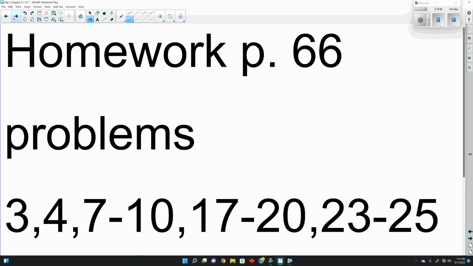So the homework: 3, 4, 7 through 10. Describe the transformation. You're not graphing it. You're just describing the transformation. 17 through 20, you describe this transformation. Don't graph it. Just describe the transformation. 23 through 25, describe the transformation. Don't graph it.